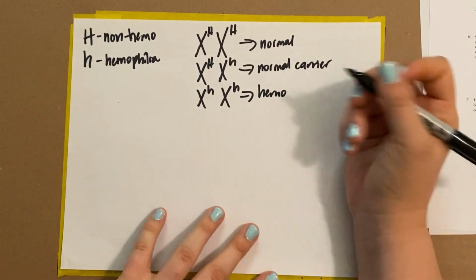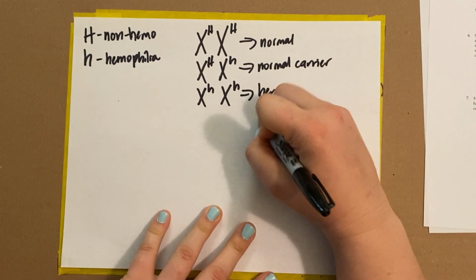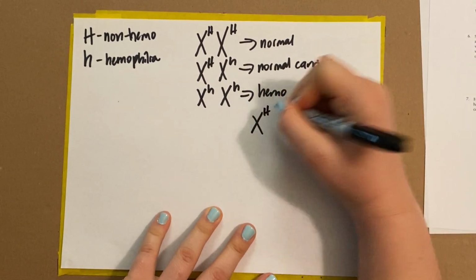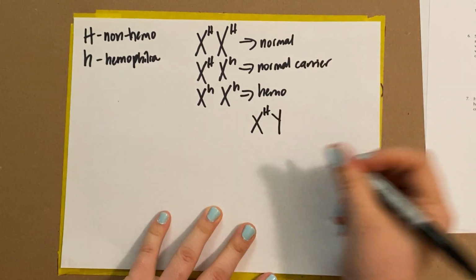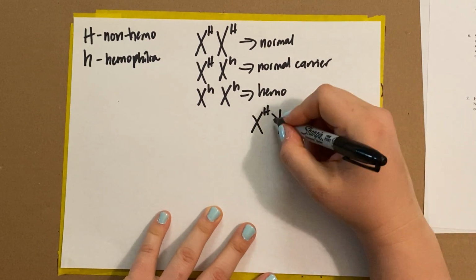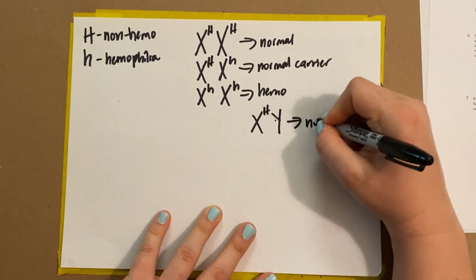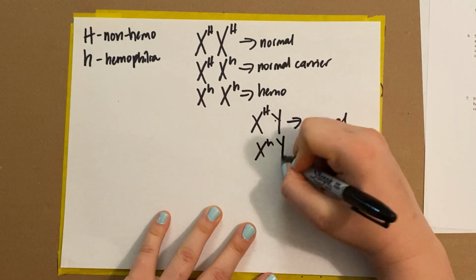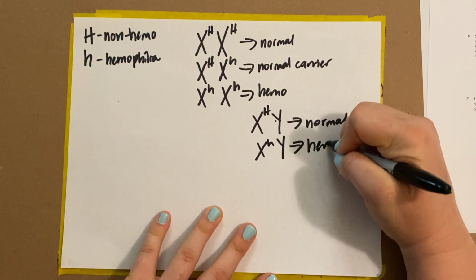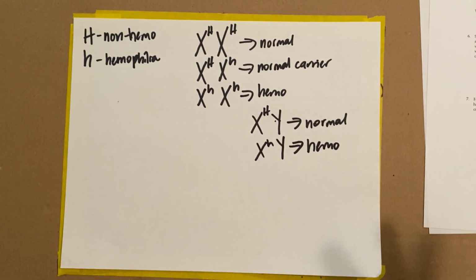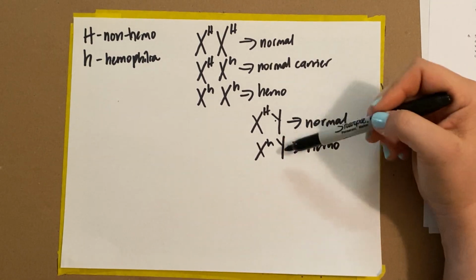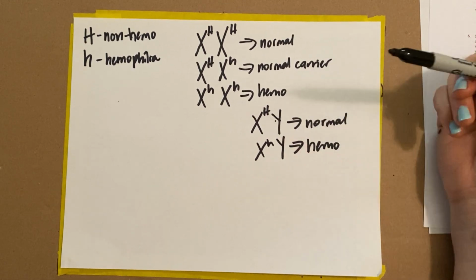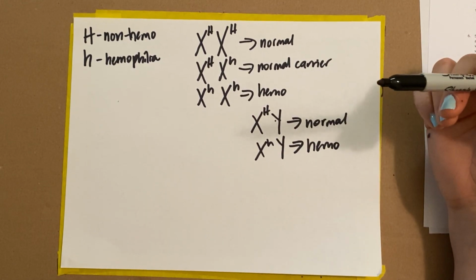For men, it's a little bit less complicated, because it's only going to be on the X chromosome. So the Y does not carry a letter. It's just going to be the Y. So this is going to be a normal. And if the person has hemophilia, they're going to have hemophilia. So there is no heterozygote combination in this case, because they only have a Y, and the Y does not carry this trait.